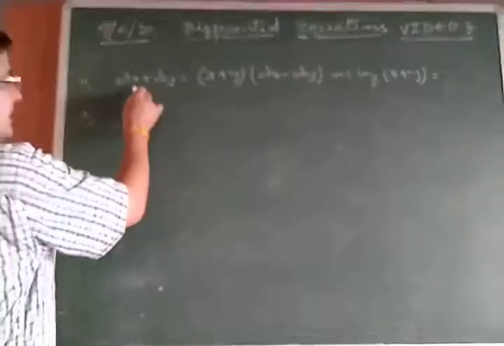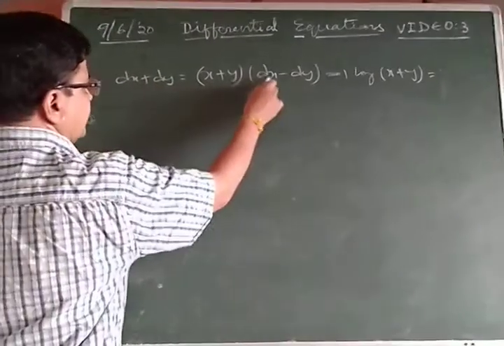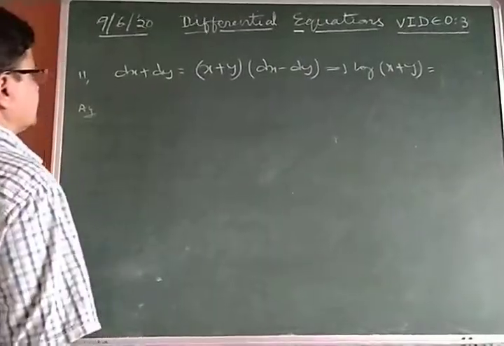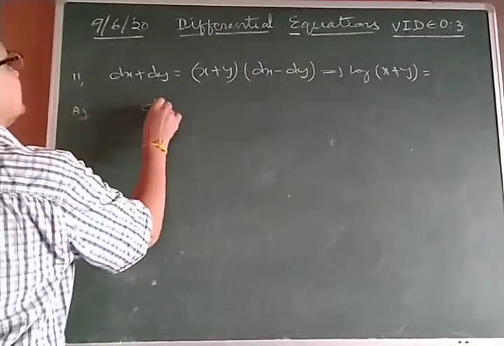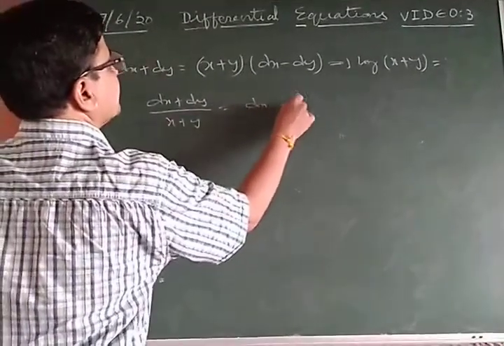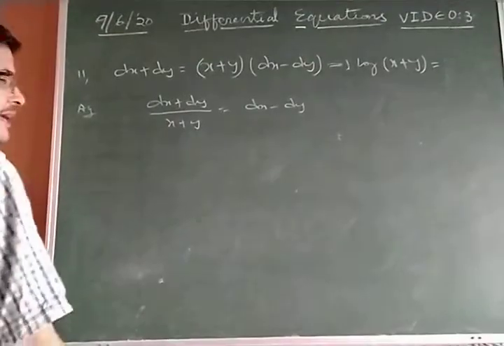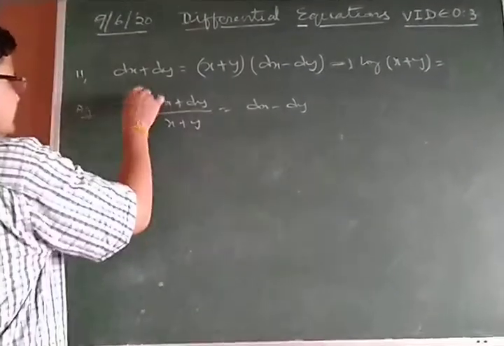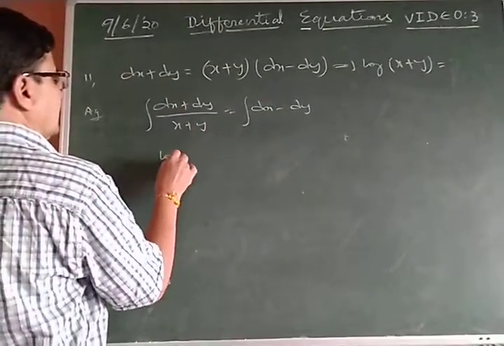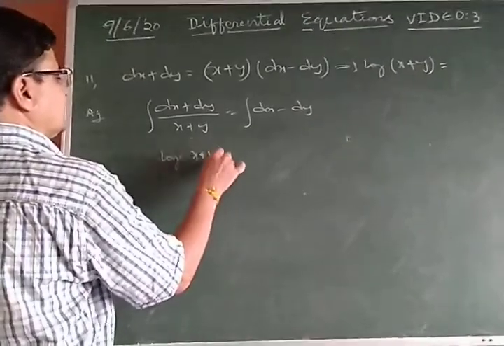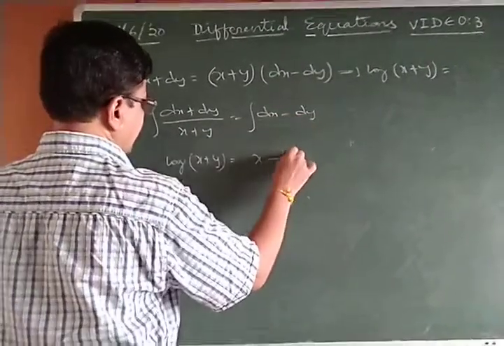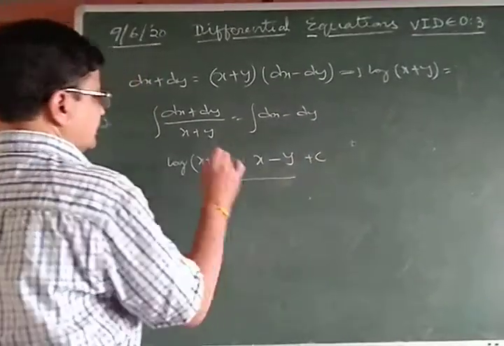Number 11. dx plus dy is equal to (x plus y) into (dx minus dy). That implies log of (x plus y) is equal to. So the given equation can be written as (dx plus dy) by (x plus y) is equal to dx minus dy. Now applying integral on both sides. Now this is f dash x by f x, log mod f x, that means log of (x plus y). The integral of dx means x, minus integral of dy means y, plus c is the required solution.